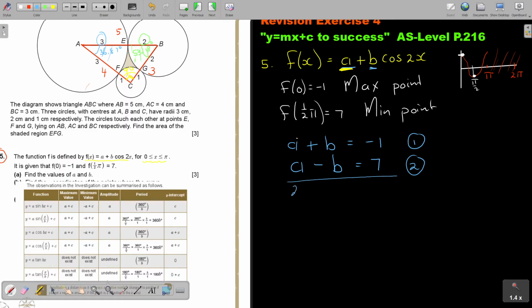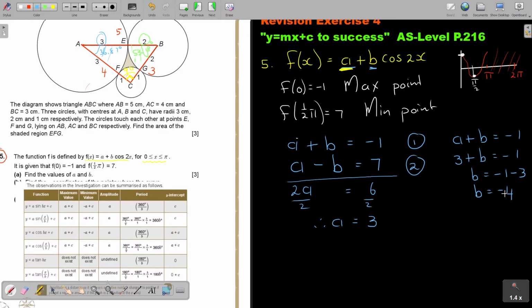So if I solve, I get 2a and I get 6. So I divide by 2, I divide by 2. So therefore, a is equal to 3. And if I want to see b, I say a plus b equals negative 1. So 3 plus b is negative 1. So b is negative 1 minus 3. So b is negative 4.